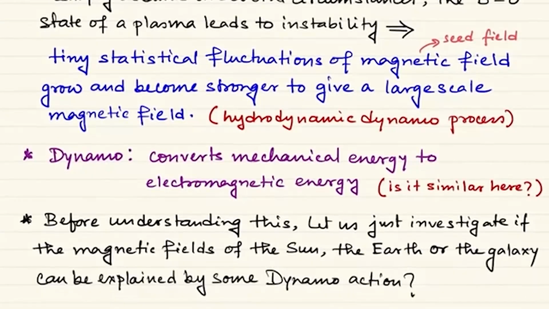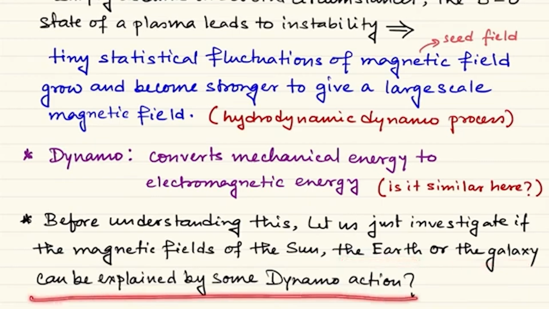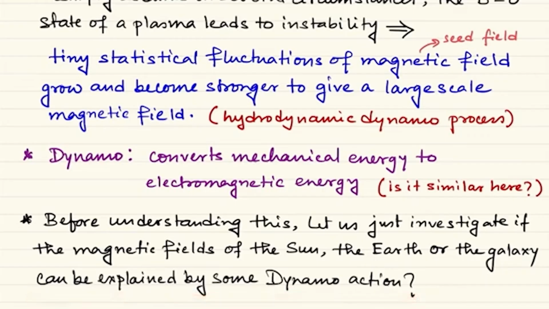But before going to that question, let us start by saying: what happens if the magnetic fields of the sun, the earth or the galaxy can be explained by some dynamo action? Of course, if this can be done, then everything is solved. That means that the ferromagnetic theory is no longer there.